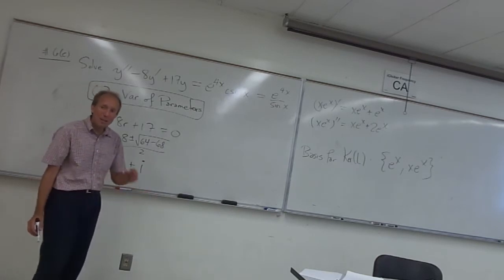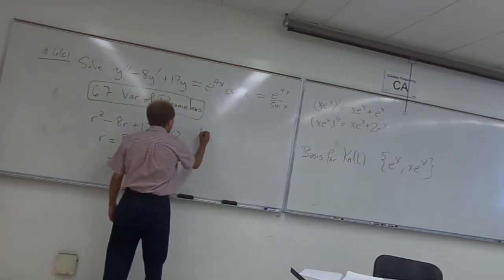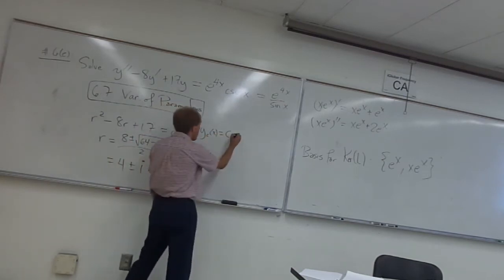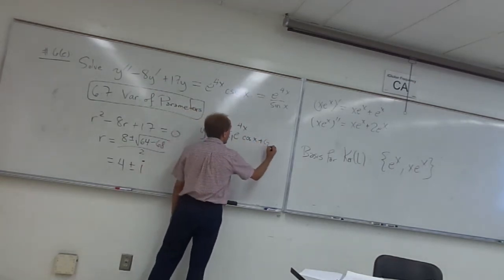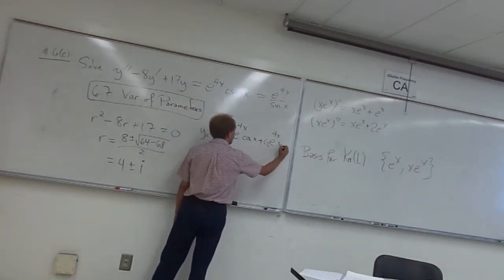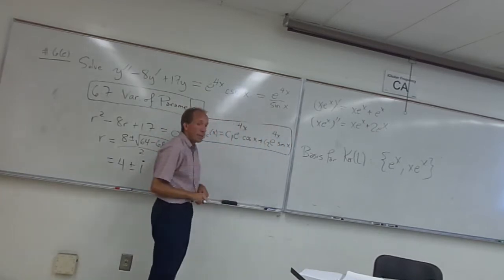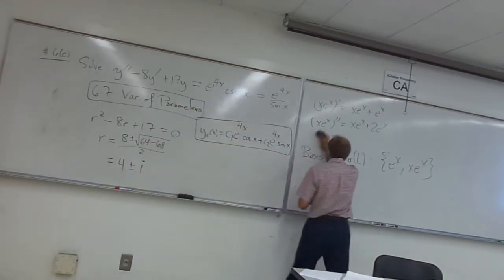Based on that, do you know how to write down the complementary terms? What's it going to be? C1 e to the 4x cosine x plus C2 e to the 4x sine x. Good, so there's the complementary function. Only 2 terms because it's only second order, so we only have 2 roots there.